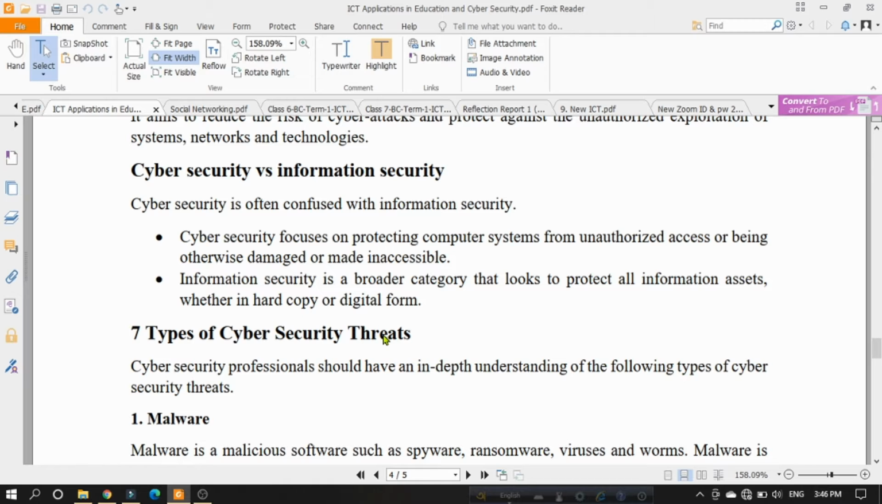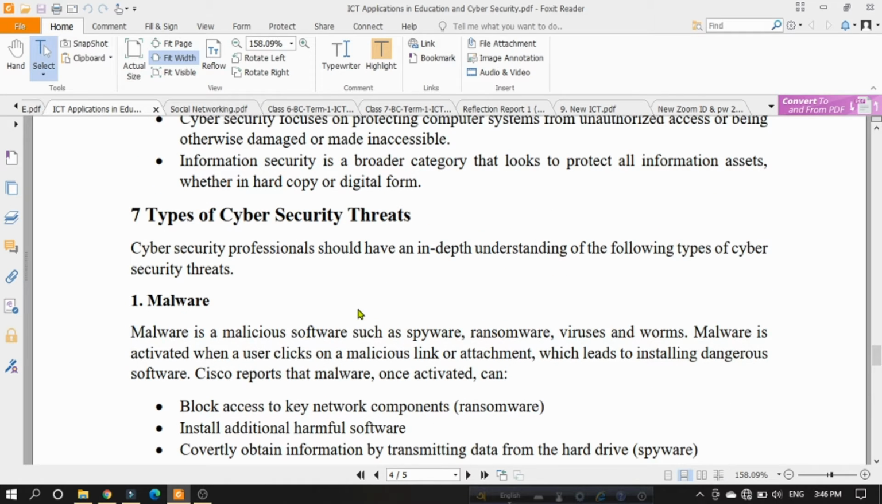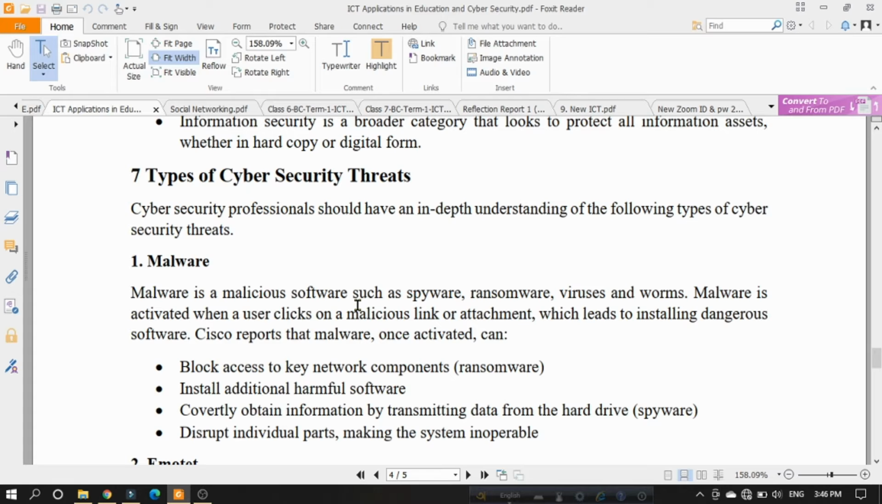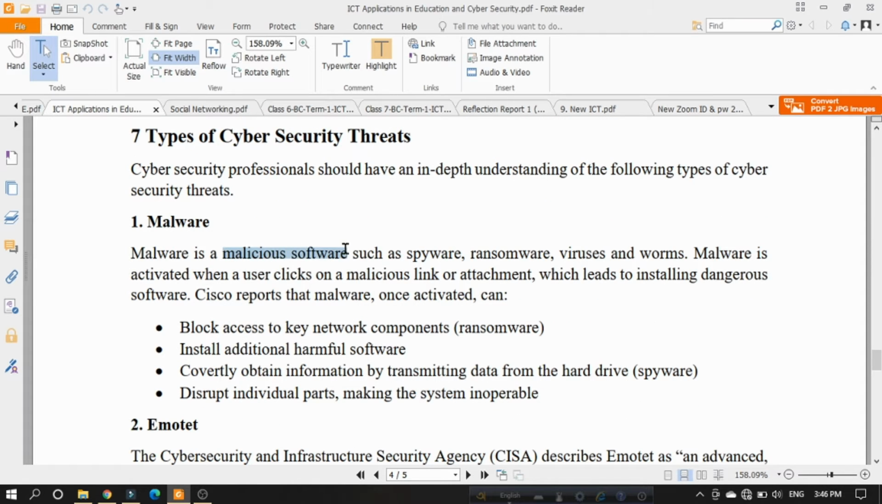I hope you got this point. Okay, so let's discuss 7 types of cybersecurity threats. Cybersecurity professionals should have an in-depth understanding of the following types of cybersecurity threats. Number 1, malware. It's malicious software such as spyware, ransomware, viruses, and worms. It is activated when a user clicks on a malicious link or attachment, which leads to installing dangerous software.